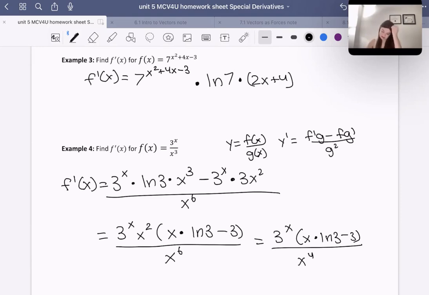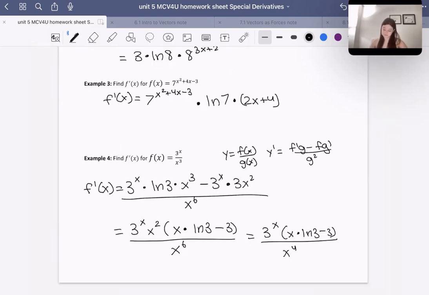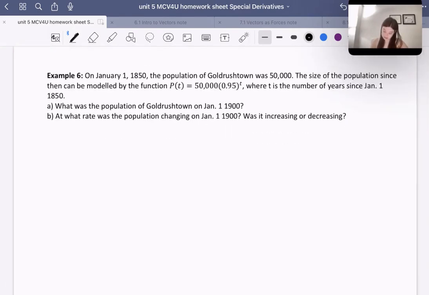And you know what? I think that's as simple as we're going to get it. I don't foresee any other things we can do to make this a little bit simpler for us. But yeah, there we go. We applied the quotient rule and also the new rules we learned about how to differentiate an exponential function. Okay, let's try this one here.